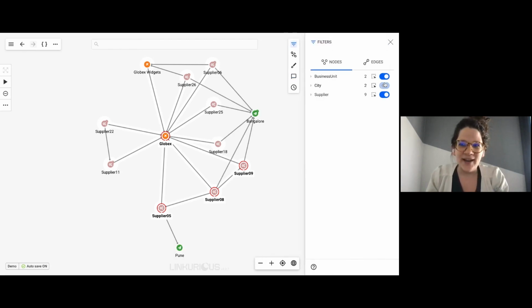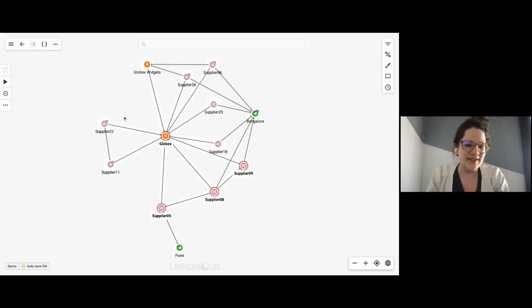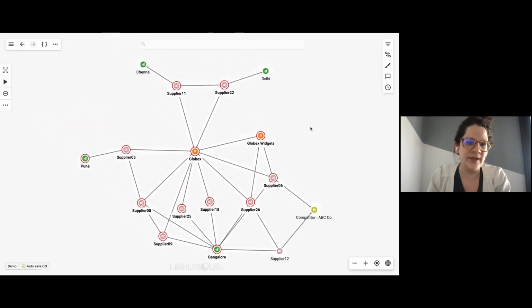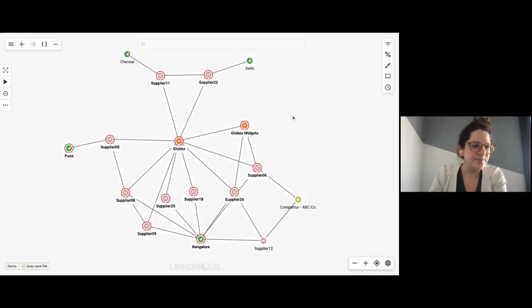So let's go ahead and bring back our cities, and I'm going to select everything and expand all of the neighboring connections. So here I see some more data is brought in. I can see I have my biggest manufacturing competitor, which is ABC Company. And again, I can start to see some of the suppliers we have in common, etc.